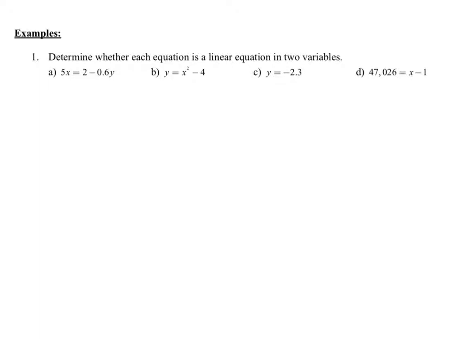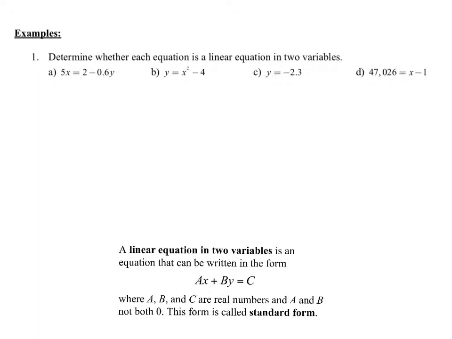What is a linear equation in two variables? A linear equation in two variables is an equation that can be written in the form of ax plus by equals c, where a, b, and c are real numbers and a and b are not both 0. This form is called standard form.